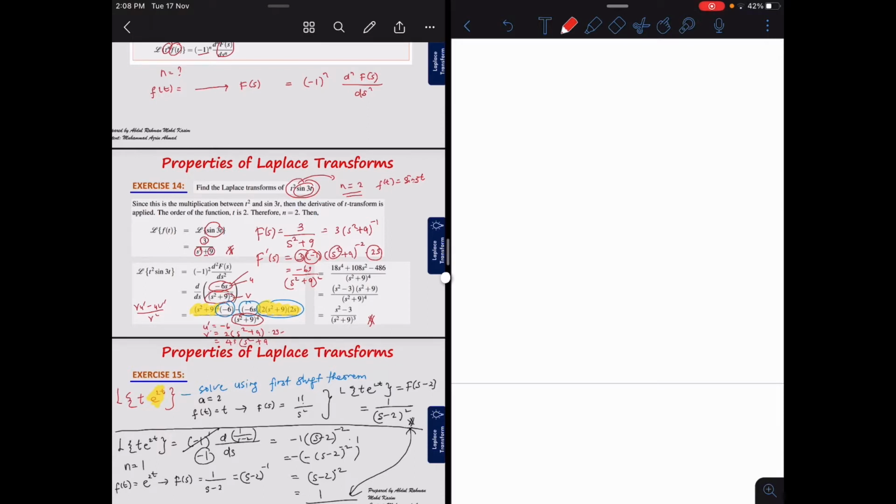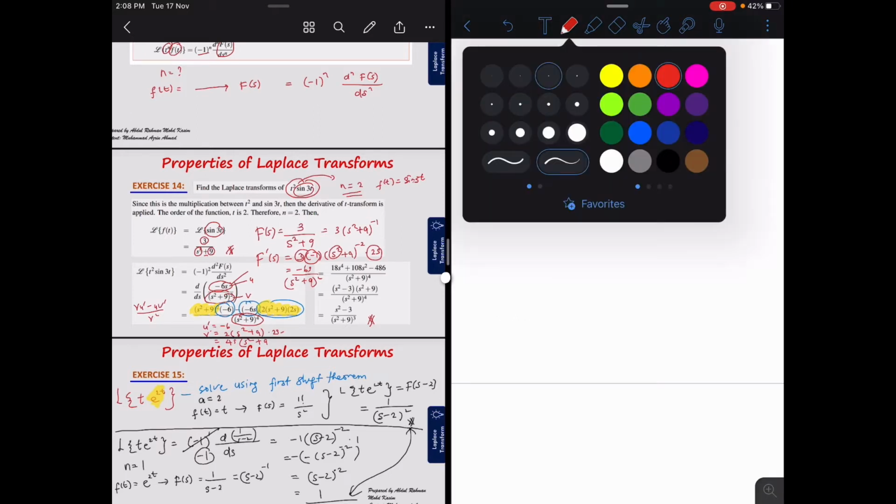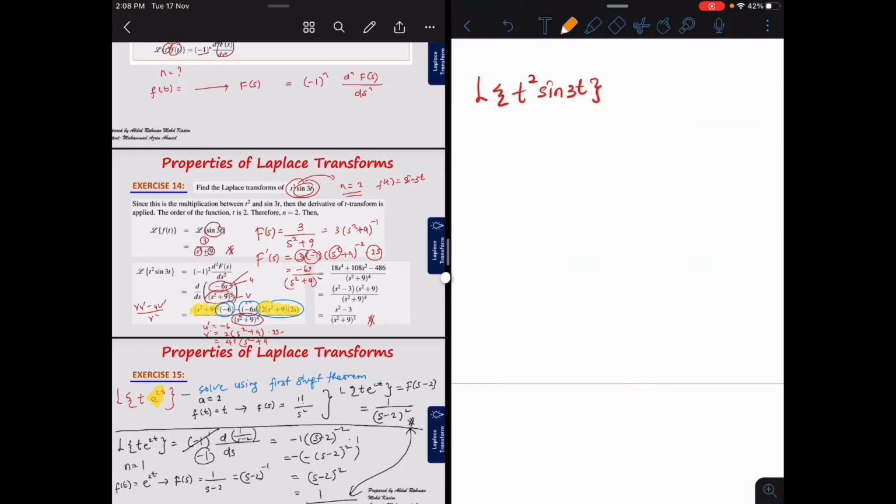Today, I would like to share with you about exercise 14 because the given answer is incorrect. Okay, so now, as we know, we would like to find the inverse between two functions, t squared with sine 3t. According to this question, it is a combination between the first one, a polynomial, and this one is another function. So this one is f(t).